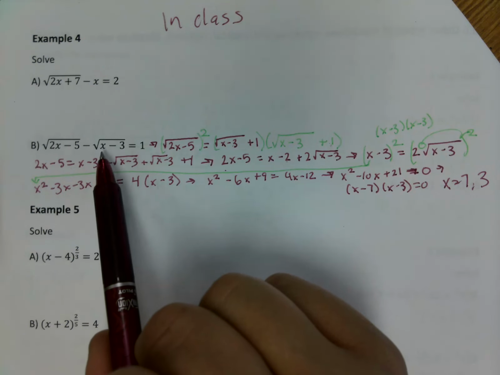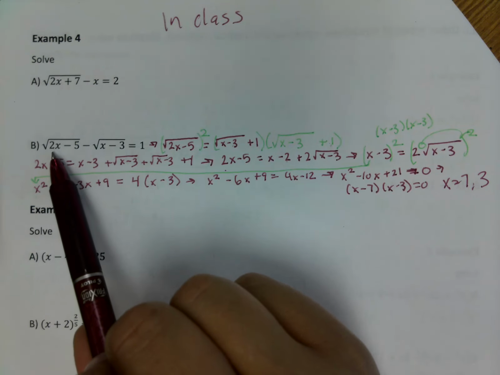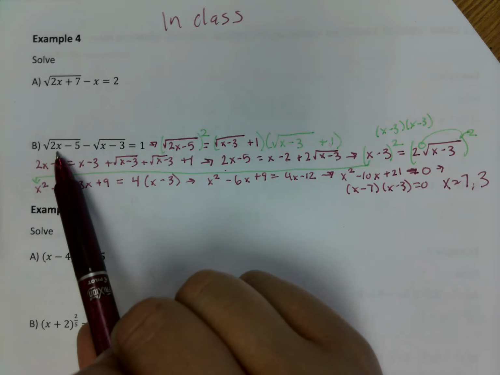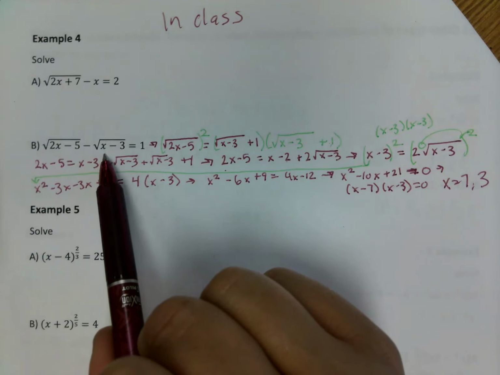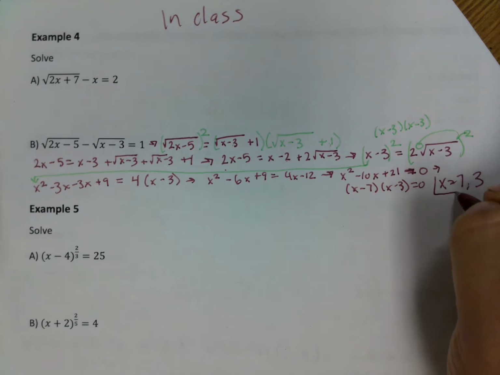That's fine because I can take a square root of a positive. If I put 3 into this equation, this becomes 2 times 3 is 6, minus 5 is 1, so that works. And 3 minus 3 is 0. I can take the square root of 0, so that still works. So both of those answers work.